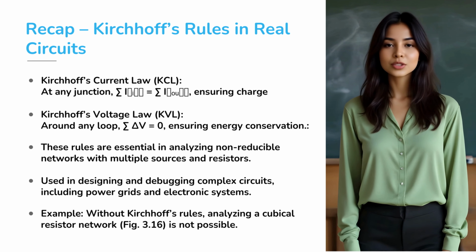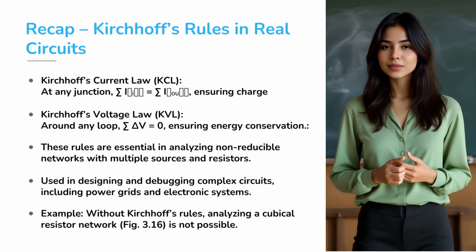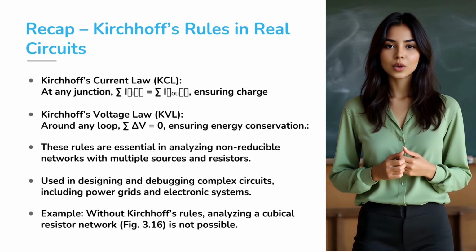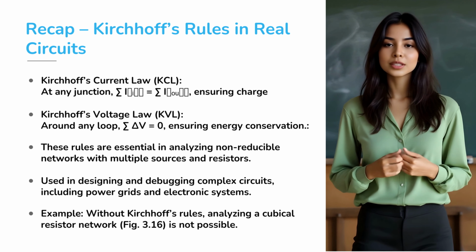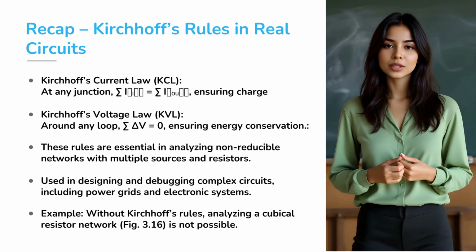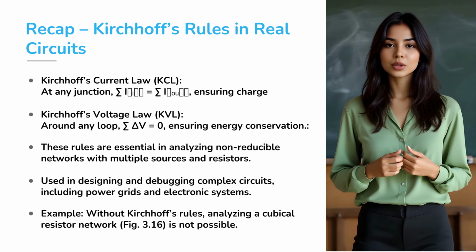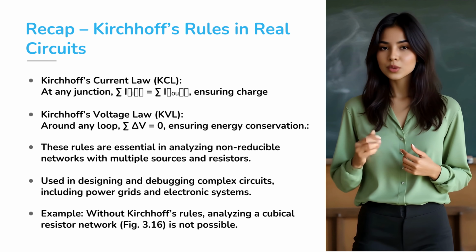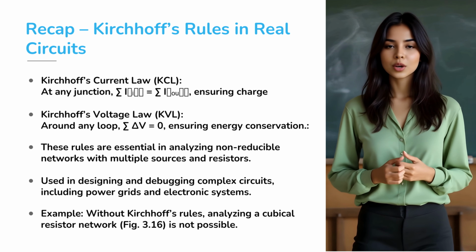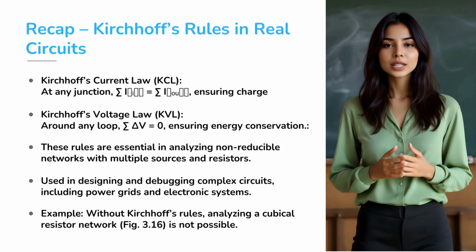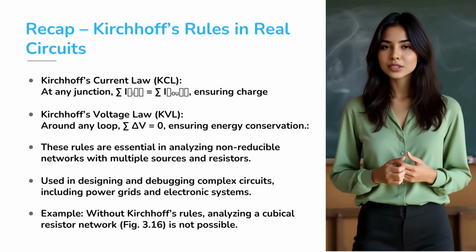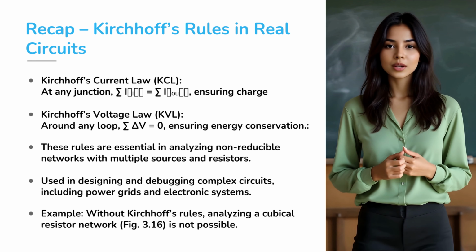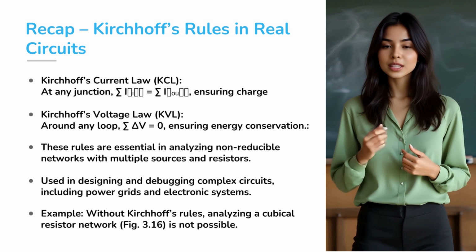Let's wrap up with a quick recap. Kirchhoff's current law, also called KCL: at any junction, the sum of currents entering equals the sum of currents leaving. Formula: summation of I in equals summation of I out. Kirchhoff's voltage law, or KVL: in any closed loop, the total voltage change equals 0. Formula: summation of delta V equals 0.